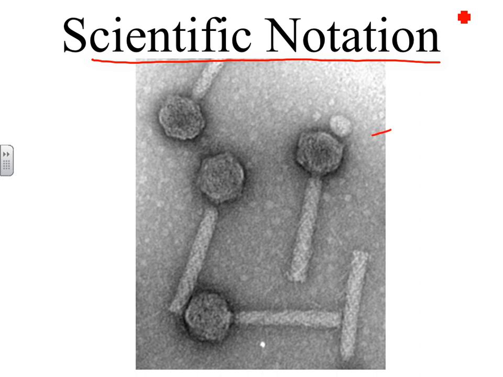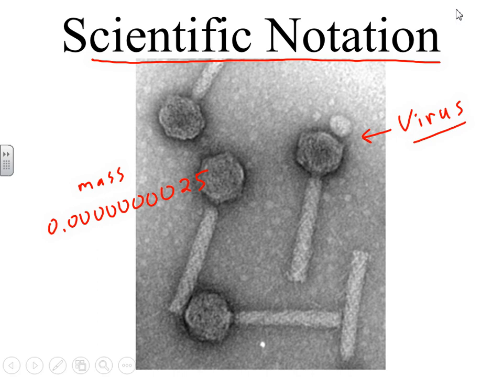What you see a picture of here is a virus. Now, viruses are really tiny. So if you want to take, say, the mass of a virus, you'll have to use extremely tiny numbers. And instead of saying 0.000 and having to write a lot of zeros down, we'll actually report it in a different way. There's an easier way to report mass using scientific notation, and that's what we'll talk about here.